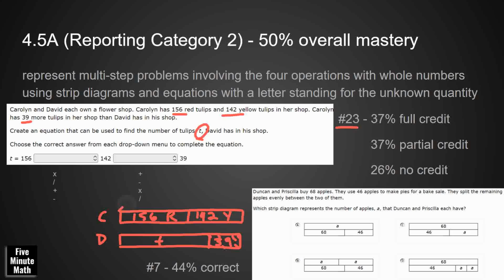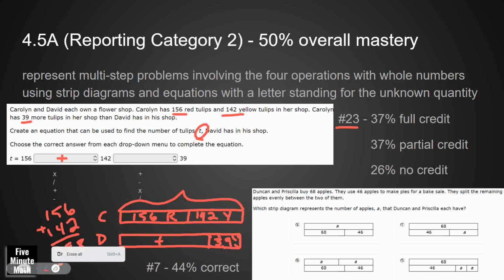Well, I need to figure out how much that she has altogether. So 156, 142. Let's add those up. That's going to be 298. So we have to add these two. But then what do I do with that 39? Okay, well, I need to compare that. I need to take that away. So, right, I need to subtract 39. And then that is going to get you 259. So we actually have to subtract. So we're just choosing the correct operations here.